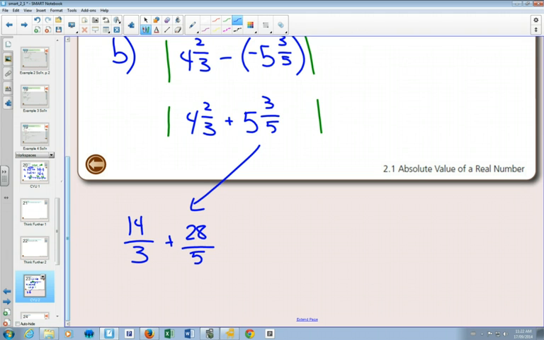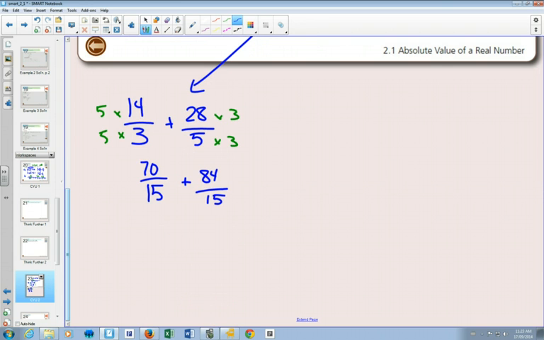Then if you had this, you'll need a common denominator. So you'd multiply this one by 5 and 5, and this one by 3 and 3. We get bigger numbers without a calculator, but it's going to be both over 15. And we've got 70/15 here and 84/15 there, which leaves you with 154/15, which is 10 4/15.